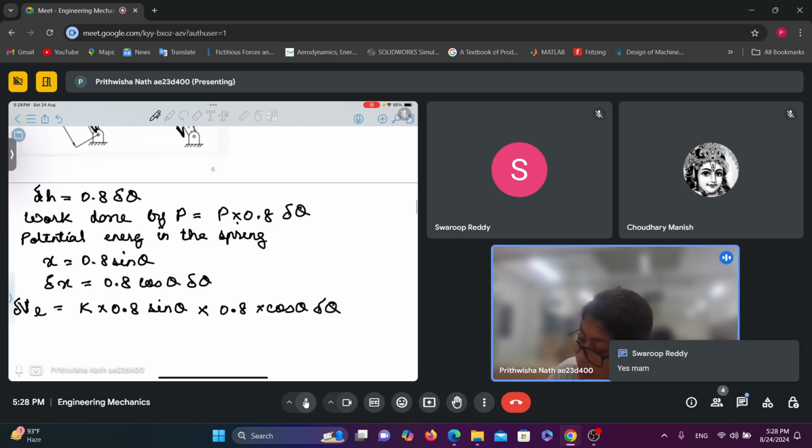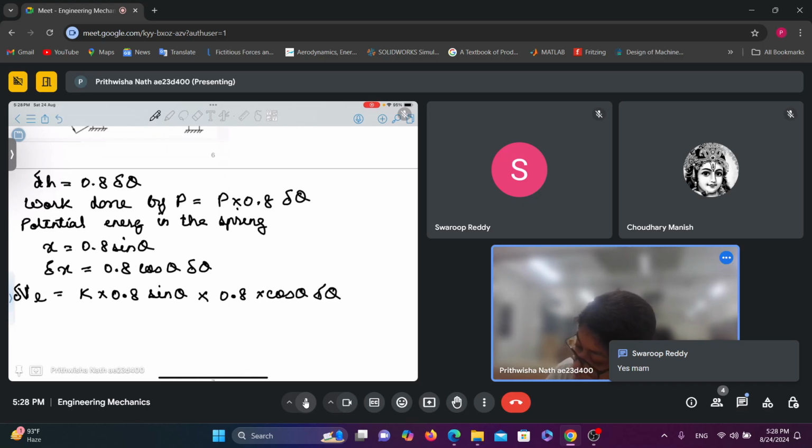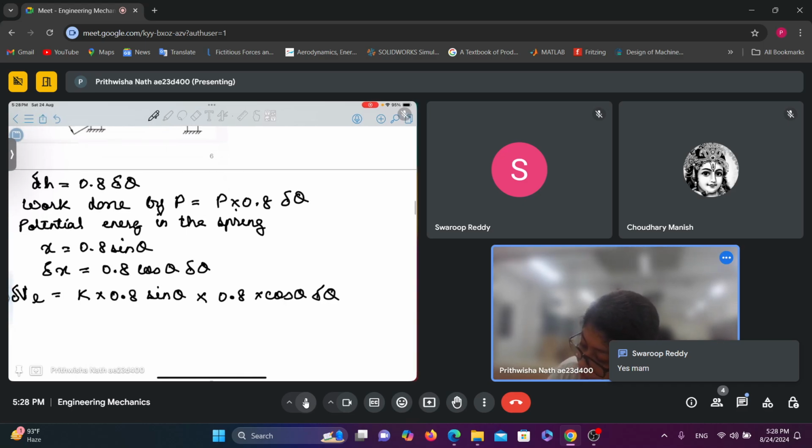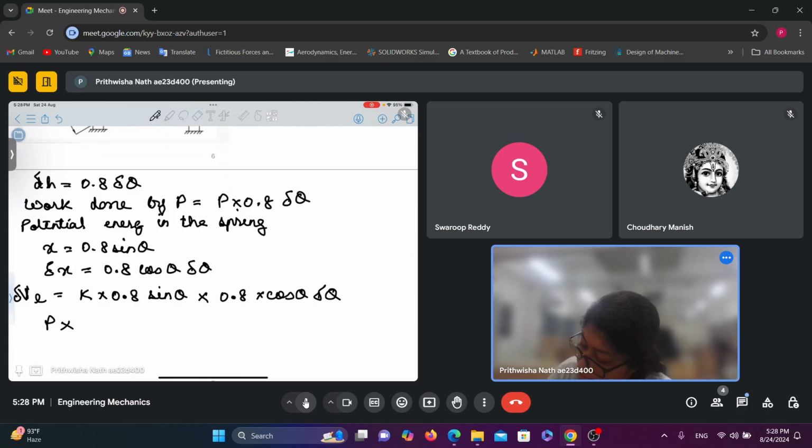Yes. So I'll just equate these two. P into 0.8 delta theta equals K into 0.8 whole square sine theta cos theta delta theta. I'll just cancel these two.